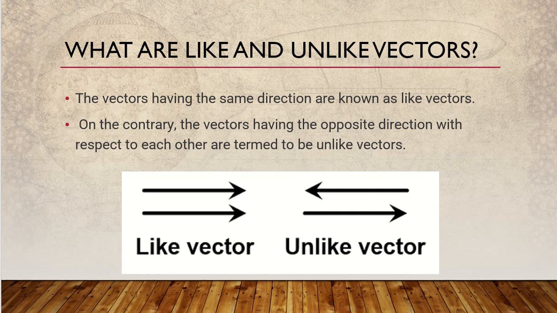In the second image, you can see the vectors having different direction or opposite direction. So, these vectors are known as unlike vectors.